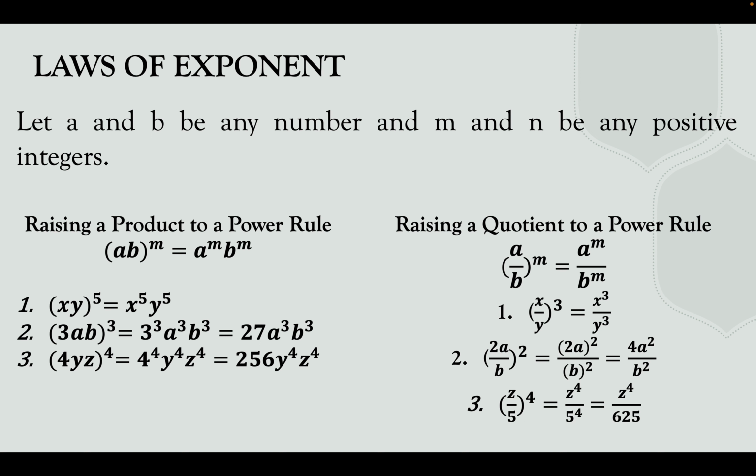Example number 3, z over 5 raised to 4. So we have z raised to 4 over 5 raised to 4. So 5 raised to 4 is 625. So that means we have here z raised to 4 over 625.